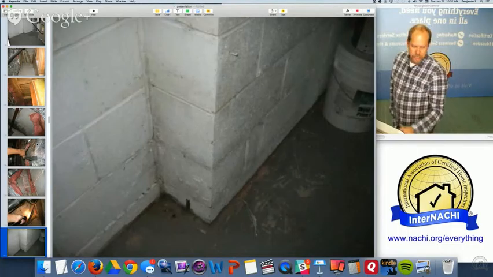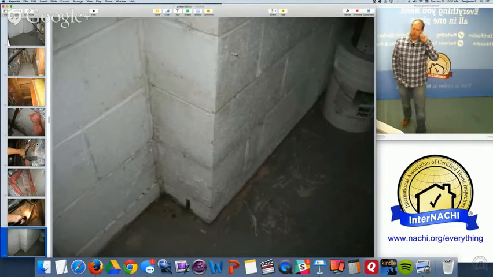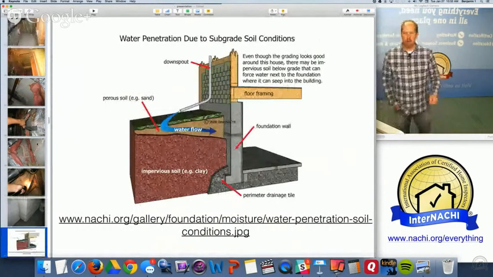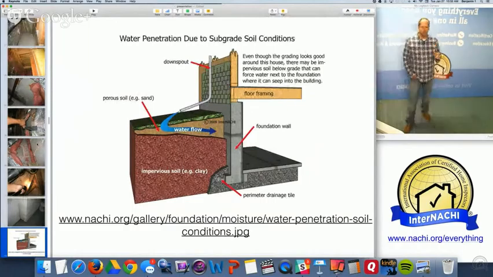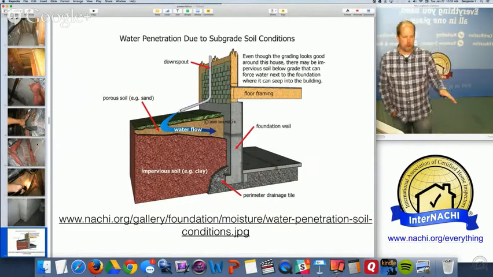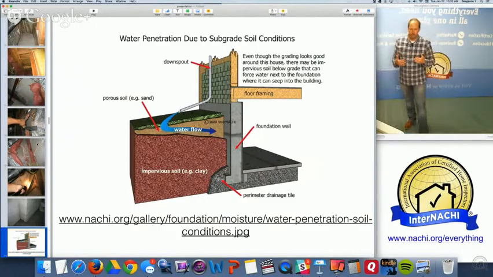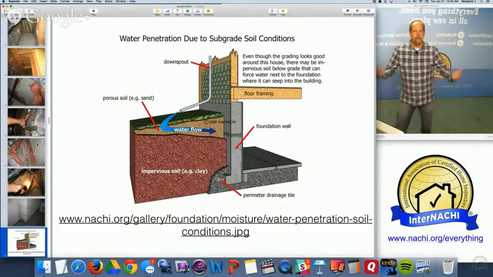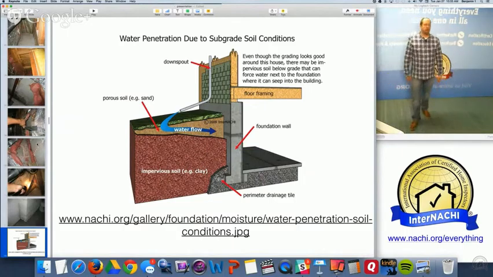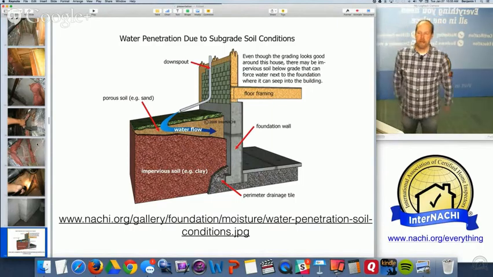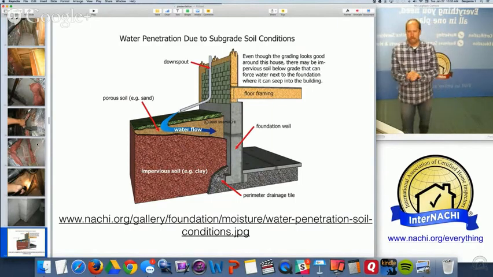And so these things are very difficult to describe with words. Picture's worth 1,000 words. So this is a great shot here. And even though the grading on the outside of the house could look good, there may be impervious soil below the grade that can force water to come back to the foundation wall. So even though you have a sloped grade, downspouts extending, water can travel. Water can be wicked up hundreds of feet in a building. Just go right up. And we also have a building science training on that.